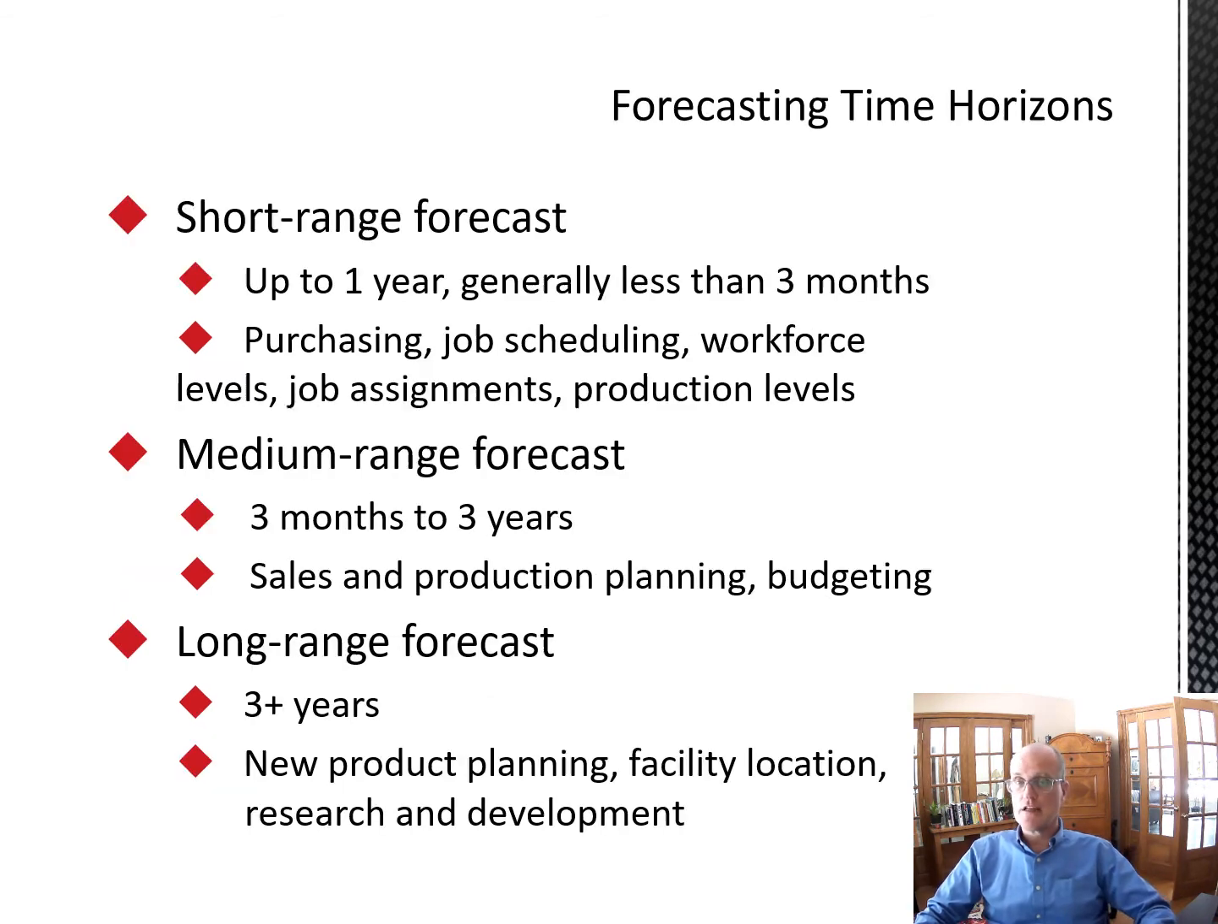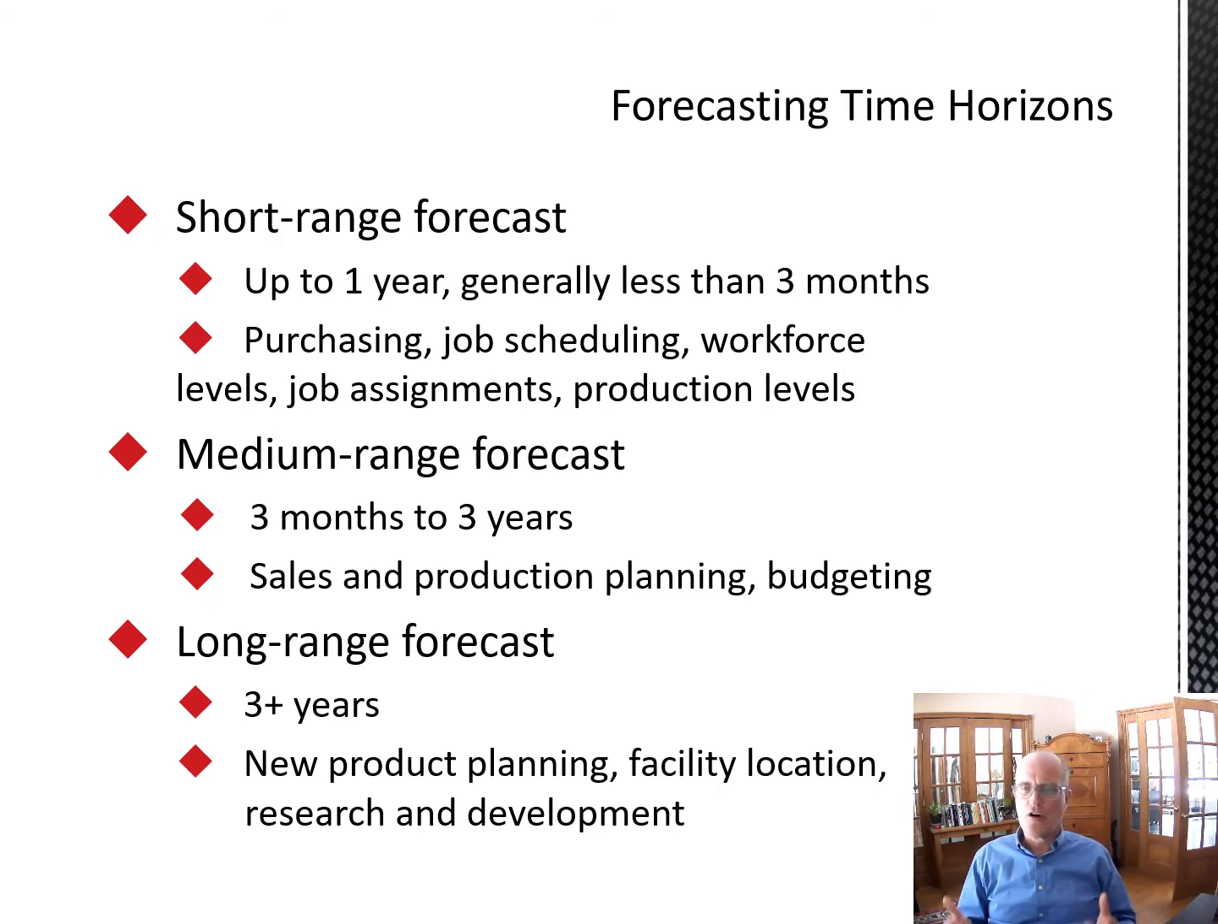So forecasting really matters. So what are some of the things, and we've talked about this a little bit already. We have short range forecasts up to a year, generally less than 3 months. They're for purchasing, job scheduling, workforce levels, job assignments, production levels. So these are more granular forecasts that really drive day-to-day operations in our business. If I was to contrast that with a longer range forecast, 3+ years, it covers new product planning, facility location, research and development.